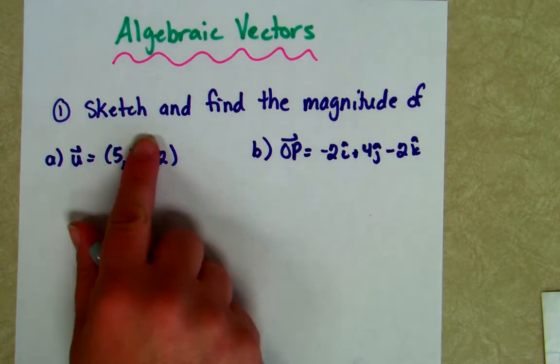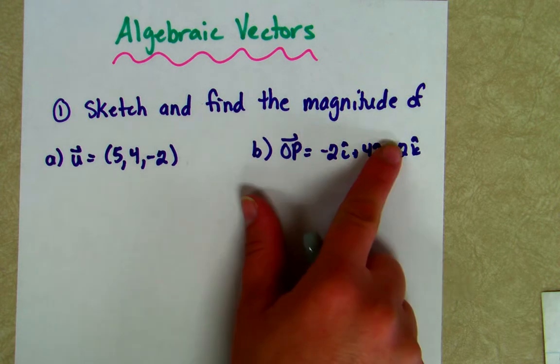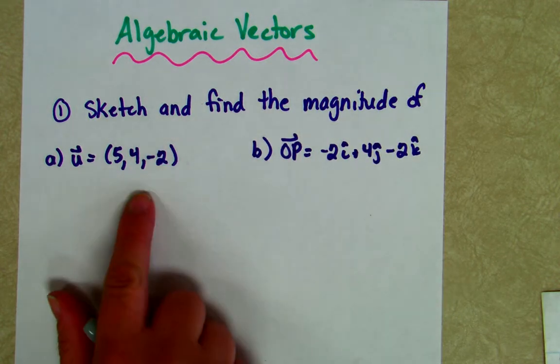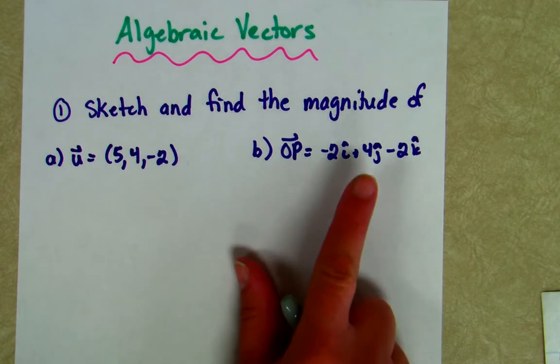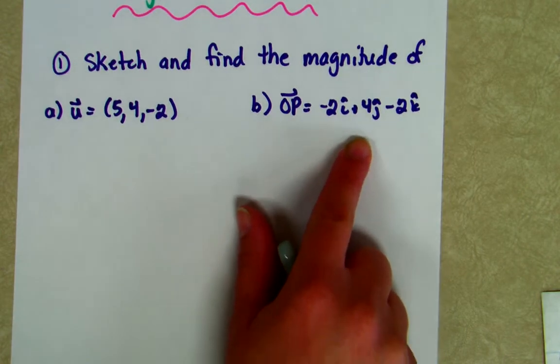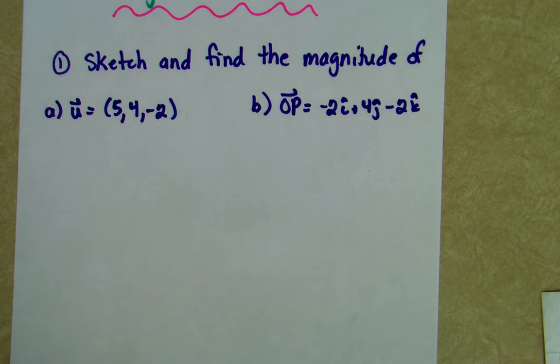So for question number 1, we're going to sketch and find the magnitude of 2 vectors. The first one is given to us in point or coordinate notation, and then the second one is given to us in unit vector notation. So sketching in 3 dimensions can be a little bit tricky.